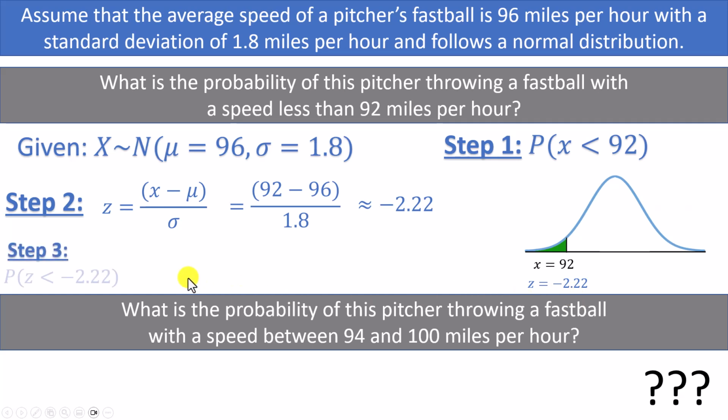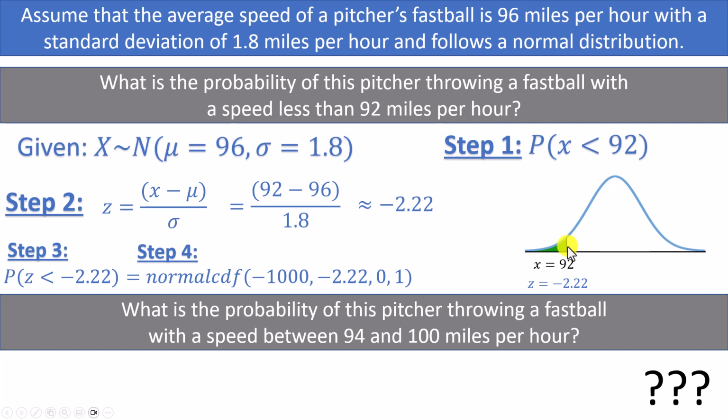So I could write out my step number 3, which is the probability statement in terms of z. So now instead of x being less than 92, I have z being less than negative 2.22. And then we can go to our calculator and write out the normal CDF calculation, which is negative 1,000 all the way up to negative 2.22 with 0 and 1. Remember, we're going to use negative 1,000 as our lower bound anytime we have a less than.